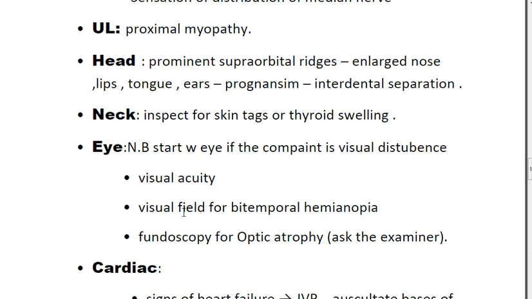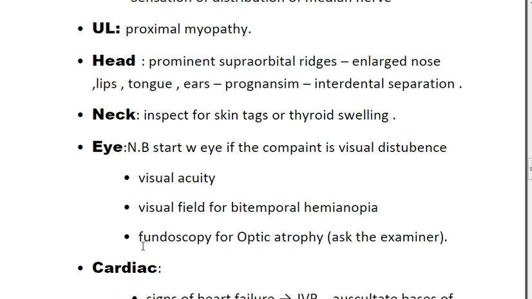Visual fields for bitemporal hemianopia. Of course, the peripheral visual field will be limited for the patient bitemporally, and binasally the patient will see well. Cover each eye and test the visual field for each eye alone.